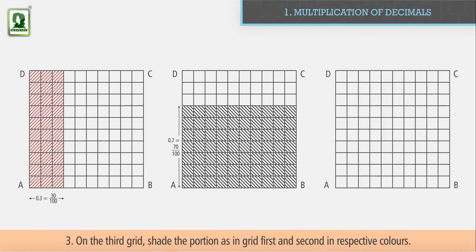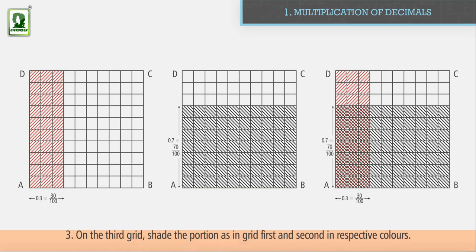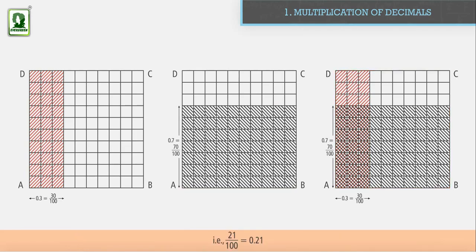On the third grid, shade the portion as in the first and second grids in respective colors. Then, the double shaded portion represents 21 squares out of 100 squares of ABCD, that is 21 by 100 is equal to 0.21.